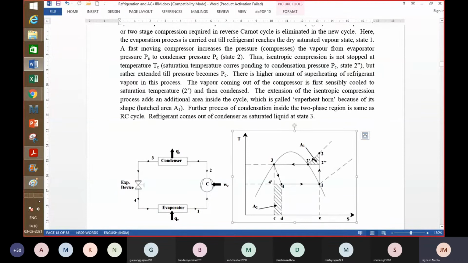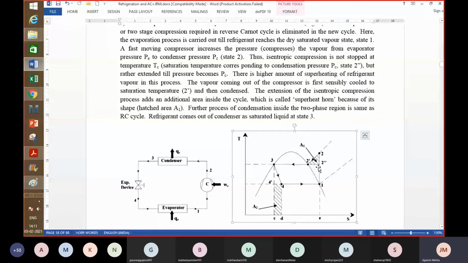Okay, and then condensed. After that, condensation starts. So 2-3 is condensation. The extension of the isentropic compression process adds an additional area inside the cycle, called the superheat horn because of its shape, the hatched area A1. The further process of condensation inside the two-phase region is the same as the reversed Carnot cycle. Refrigerant comes out of the condenser as saturated liquid at state 3.